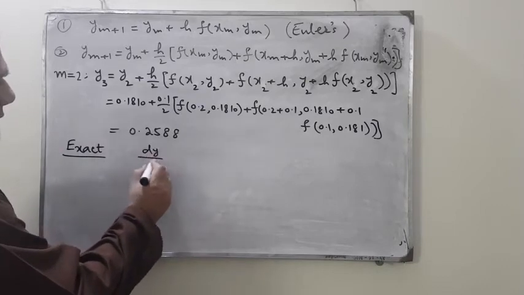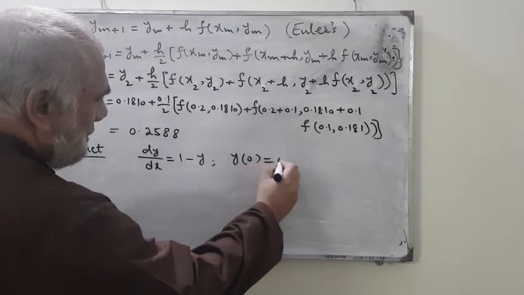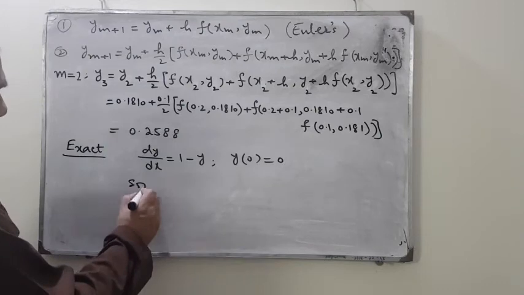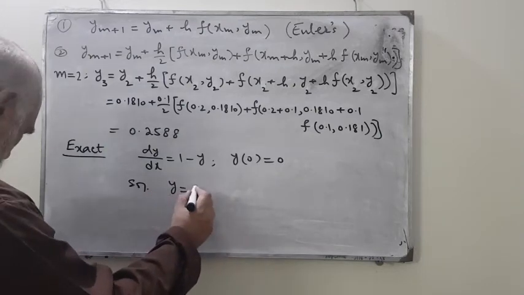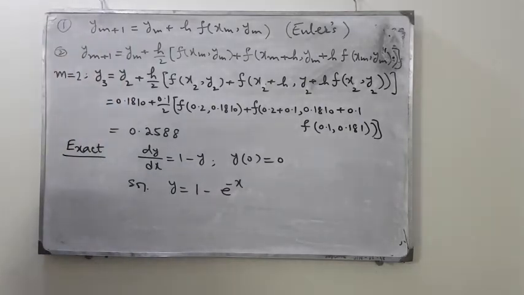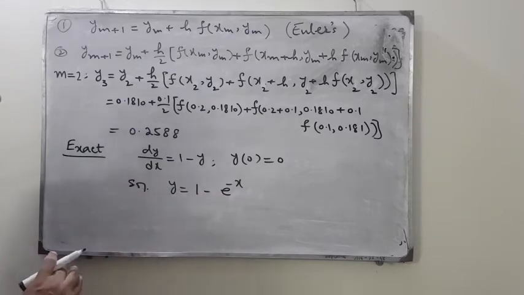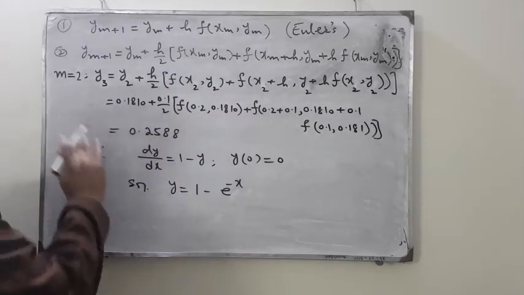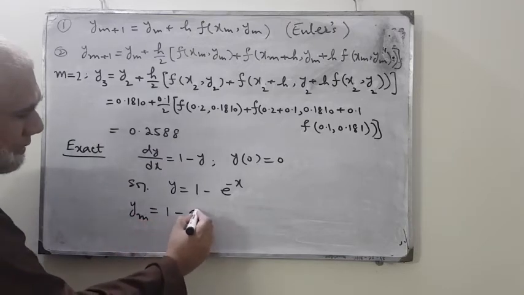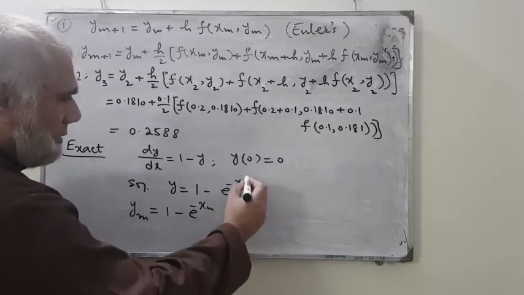The original differential equation is dy by dx equals 1 minus y along with the initial condition y of 0 equals 0, and the exact solution of this equation is y equals 1 minus e raised to minus x. Okay, now to approximate the solution for the corresponding m1, m2, m3, we introduce here the index ym on the left side, 1 minus e raised to minus xm on the right side. Let me make all these calculations here.